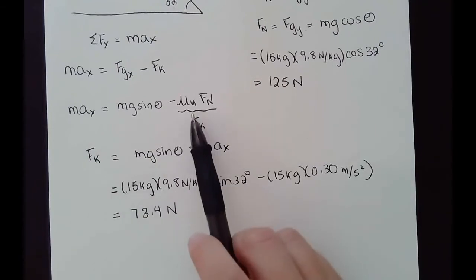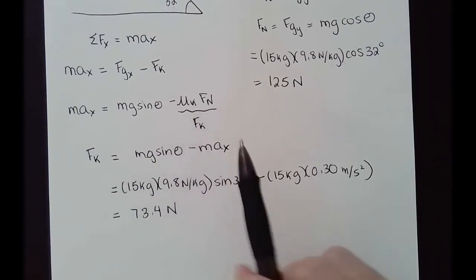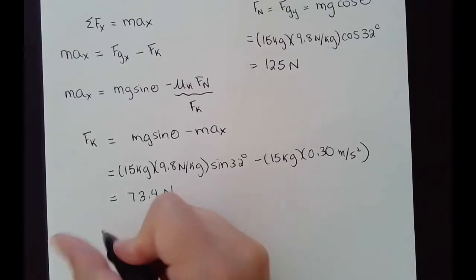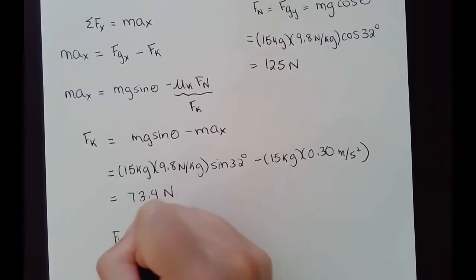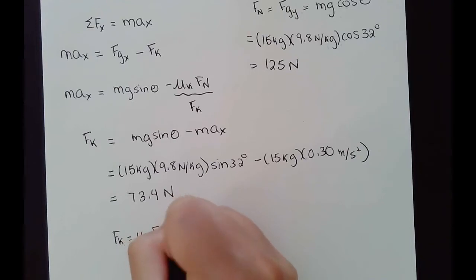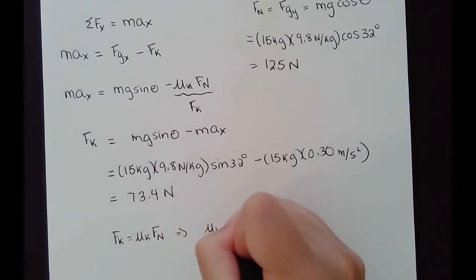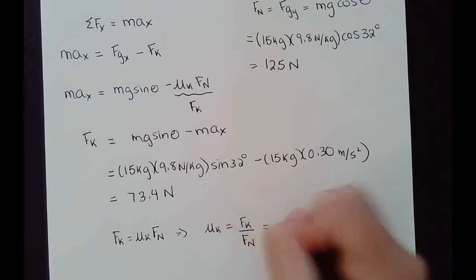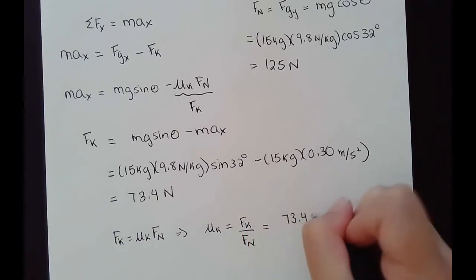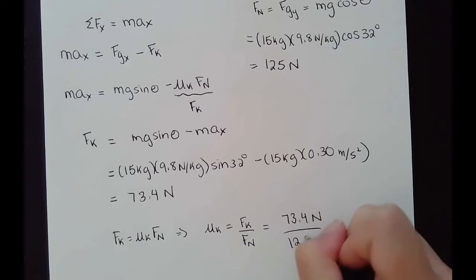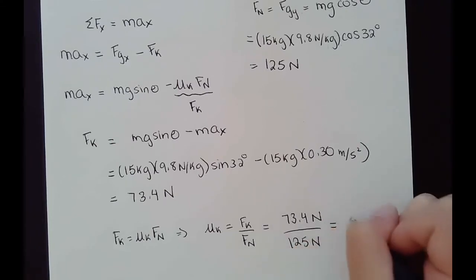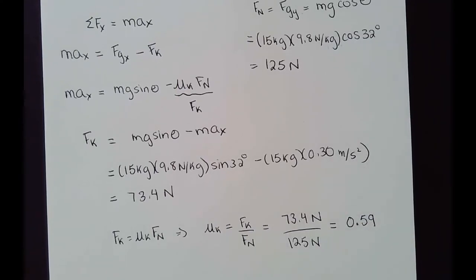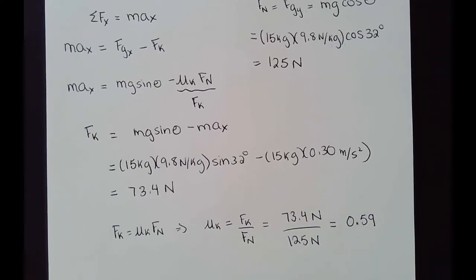Now we want the coefficient, which we could have found here, but since we have friction and the normal force, let's just solve for the coefficient using Fk equals mu k Fn. So I have mu k equals Fk, friction, over the normal force. 73.4 newtons divided by 125 newtons gives 0.59, which is quite high for the kinetic friction between the box and the surface.